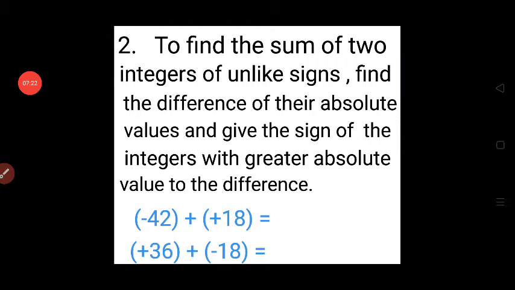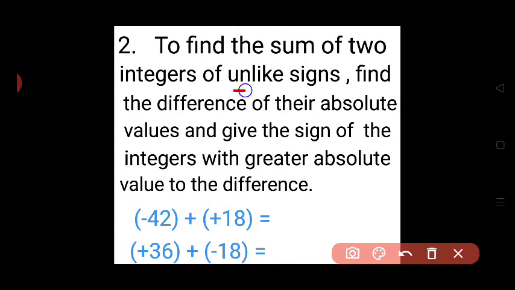The next one is to find the sum of two integers of unlike sign. Unlike sign. See the questions. First one is -42 and the second one is 18. It means they two are of different signs. Find the difference of their absolute values and give the sign of the integer with greater absolute value to the difference. So in that case, first of all, we have to find the difference of 42 and 18.